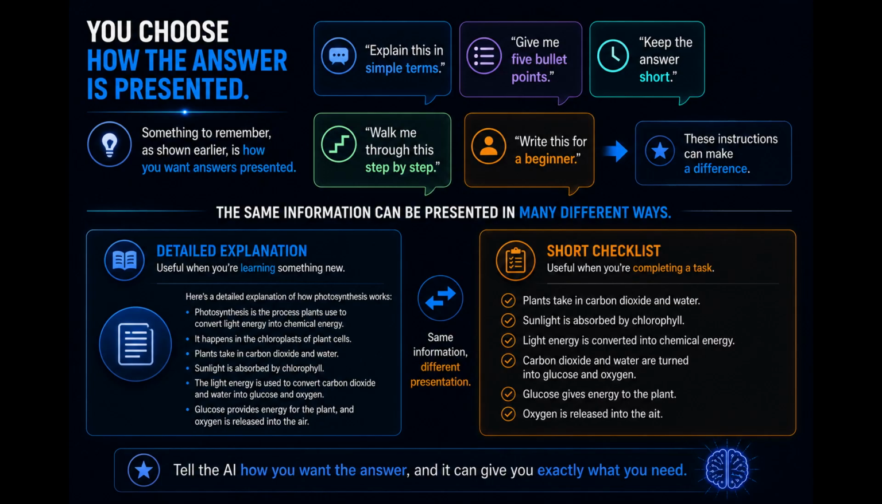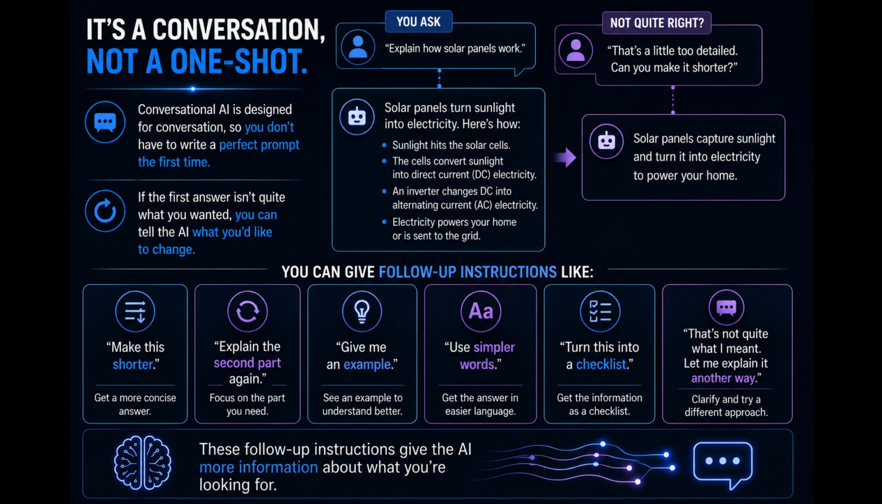Conversational AI is designed for conversation, so you don't have to write a perfect prompt the first time. If the first answer isn't quite what you wanted, you can tell the AI what you'd like to change. You can say, "Make this shorter," "Explain the second part again," "Give me an example," "Use simpler words," "Turn this into a checklist," or, "That's not quite what I meant. Let me explain it another way." These follow-up instructions give the AI more information about what you're looking for.